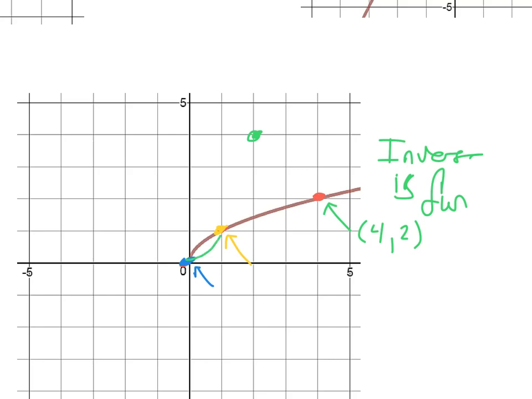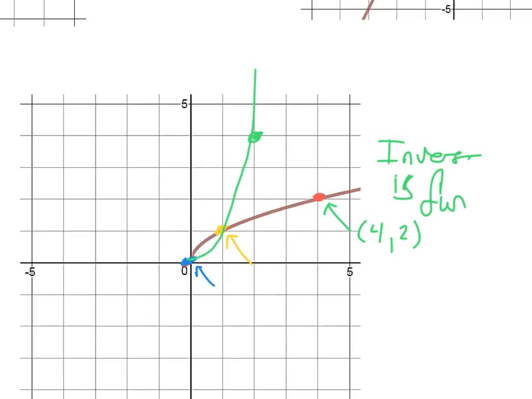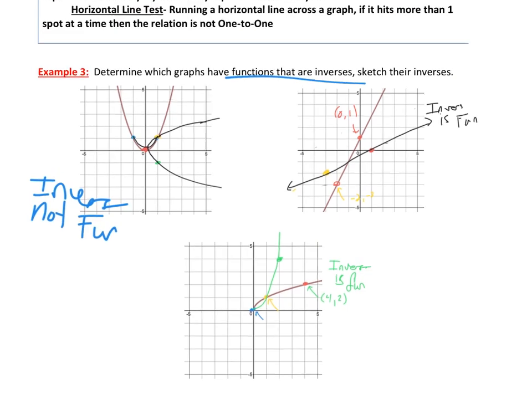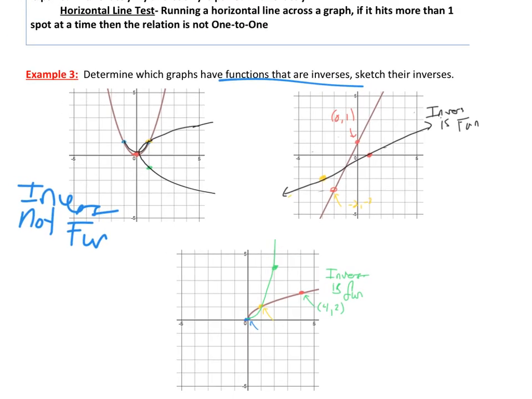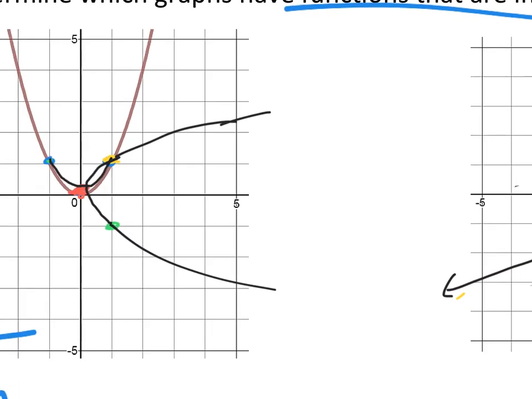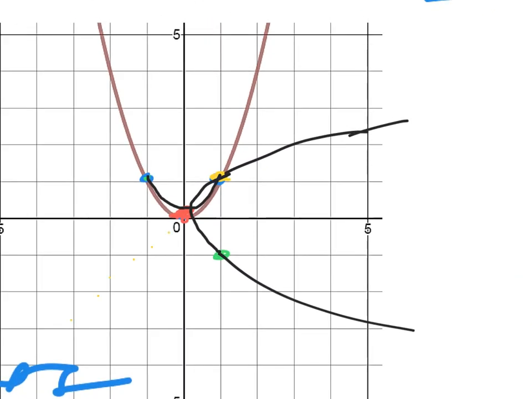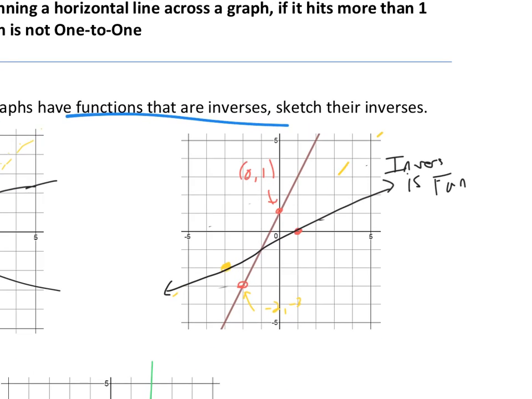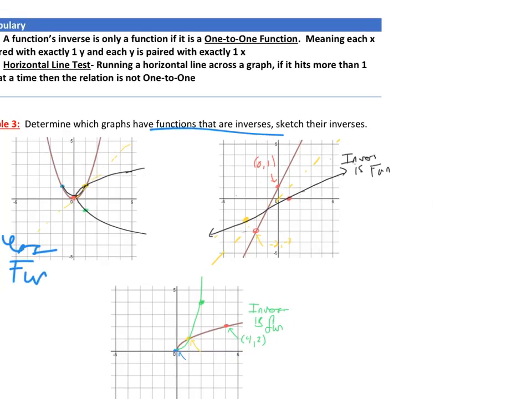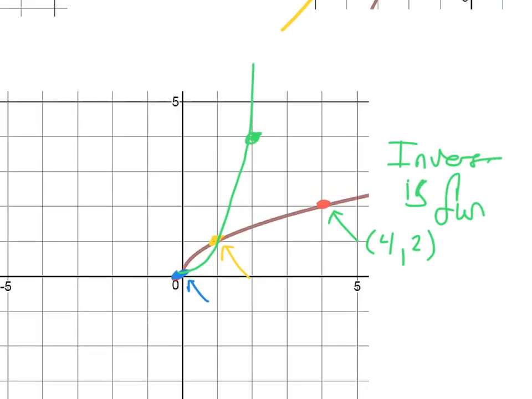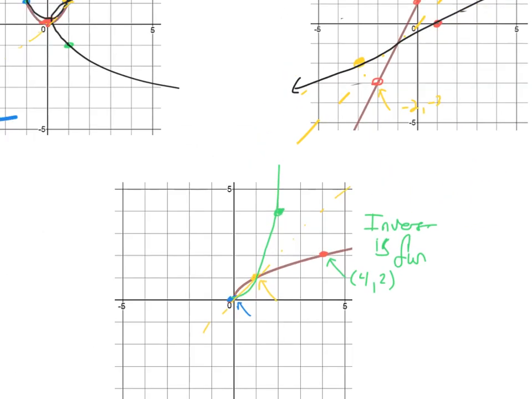So the graph will have the same shape, just flipped. So that'll be the graph of the inverse there. If you look at all these graphs, they're actually reflected across a specific line. They're reflected across the line y equals x. The inverse and the original are reflected across the line y equals x. Same thing here, reflected across the line y equals x. Same thing here, reflected across the line y equals x. And that brings us to the last thing for today's note.